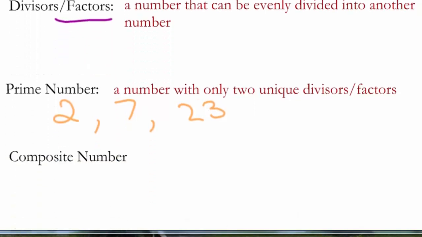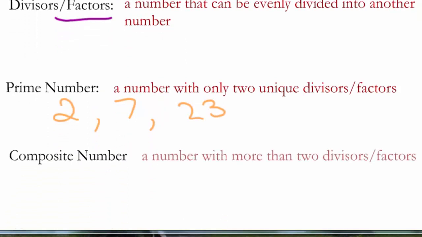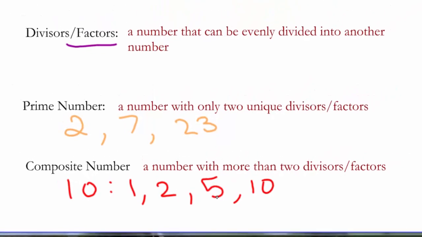And then we have composite numbers. A composite number is a number with more than two divisors or factors. So a number like 10, that would be a composite number, because if I think of all the factors of 10, well, 1 and 10 are factors of 10, but also I can multiply 2 times 5 and get 10. So that has more than two divisors or factors.